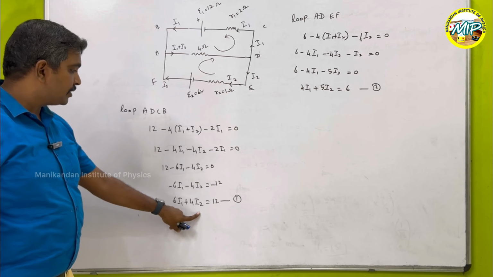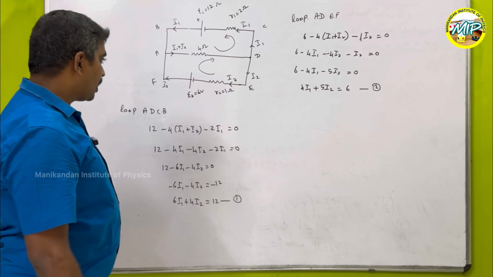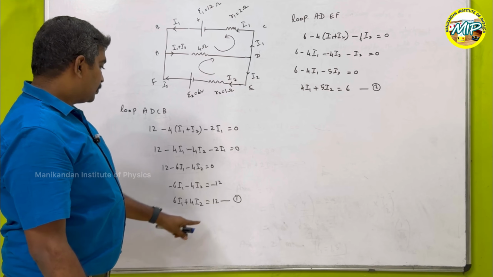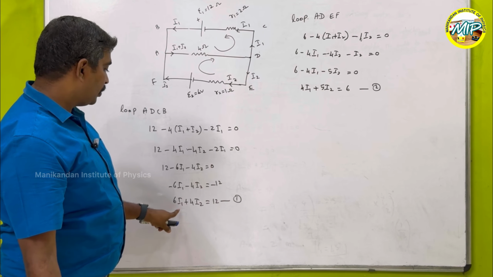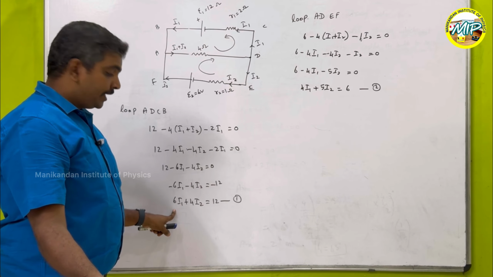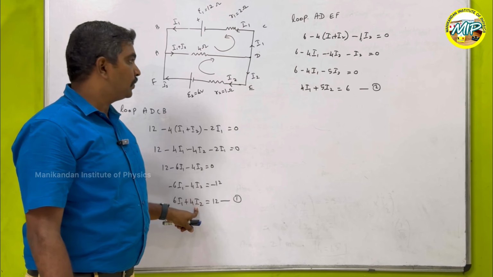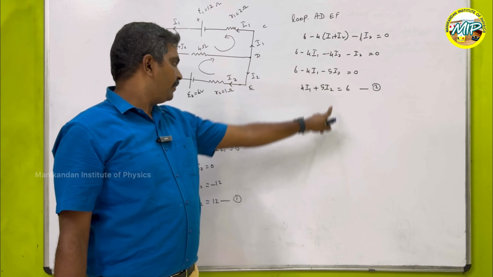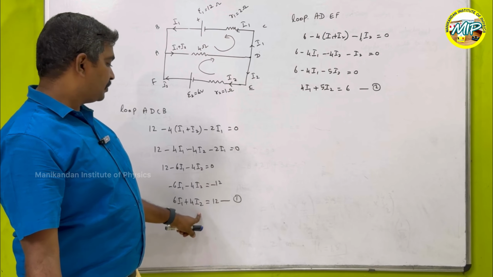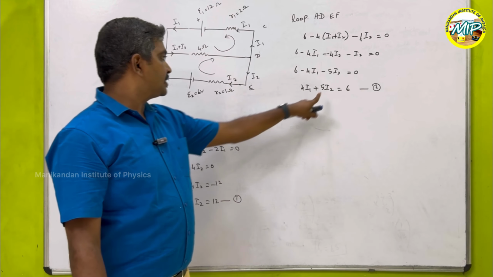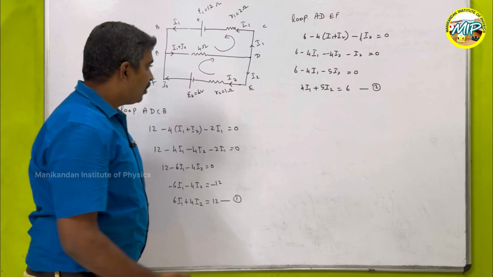This is my equation from the first loop, and this is my equation from the second loop. By solving these equations, I can find my I1 and I2. If I just want to find I2, I remove I1: multiply this by 4 and this by 6, then I1 gets cancelled and you can find I2. To find I1, multiply this by 5 and this by 4, then I2 gets cancelled. So I can write the values of I1 and I2 from here.